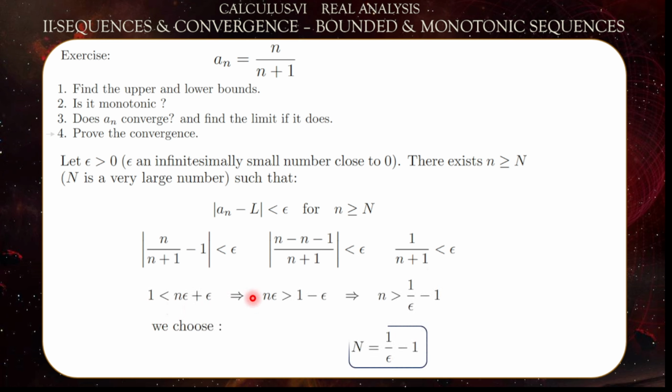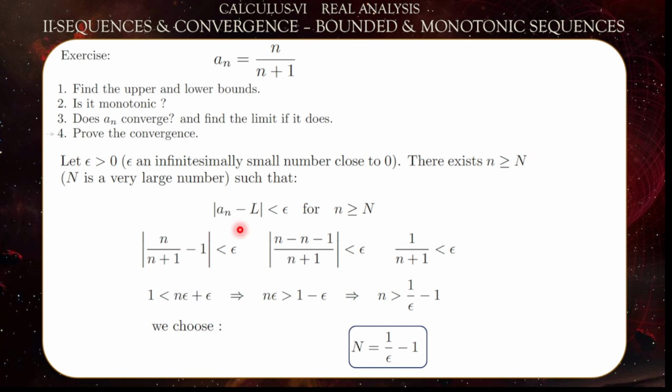So 1 is less than n epsilon plus epsilon, which gives us n epsilon is greater than, we moved epsilon to the left, 1 minus epsilon. Hence, n is greater than 1 minus epsilon divided by epsilon, which is 1 divided by epsilon minus 1. So we need to choose the N value equal to 1 divided by epsilon minus 1.